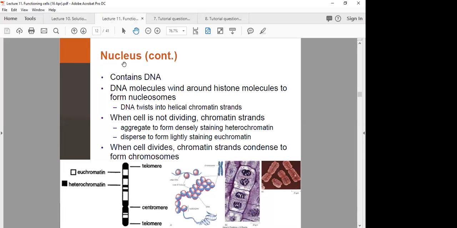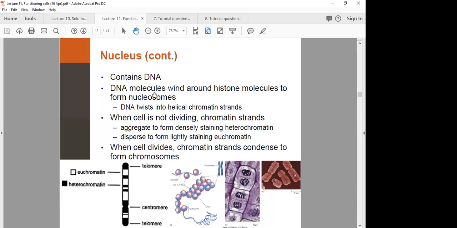All right, the nucleus contains the DNA of the cell. It houses the DNA. The DNA is never found in the cytosol of the cell. It's always found in the nucleus. Although I must say there is a tiny bit of DNA in a couple of the organelles. We'll come back to that.